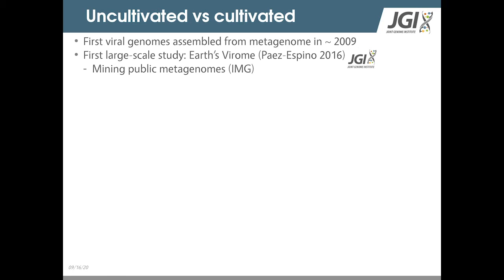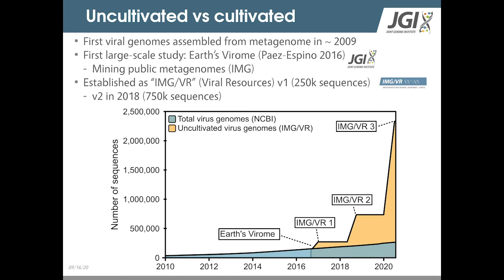Basically, viral genomes assembled from metagenomes started in 2009, but it really was complicated except for very small viral genomes. And so it really picked up in 2016 with the first very large-scale study, which was led by JGI and David Paez-Espino, which was dubbed the HERS Virum. That was going into IMG, looking at public metagenomes and collecting all the viral sequences they could find. And that led to the establishment of the first version of IMG.VR, which is a database of viral sequences extracted at the time only from IMG.